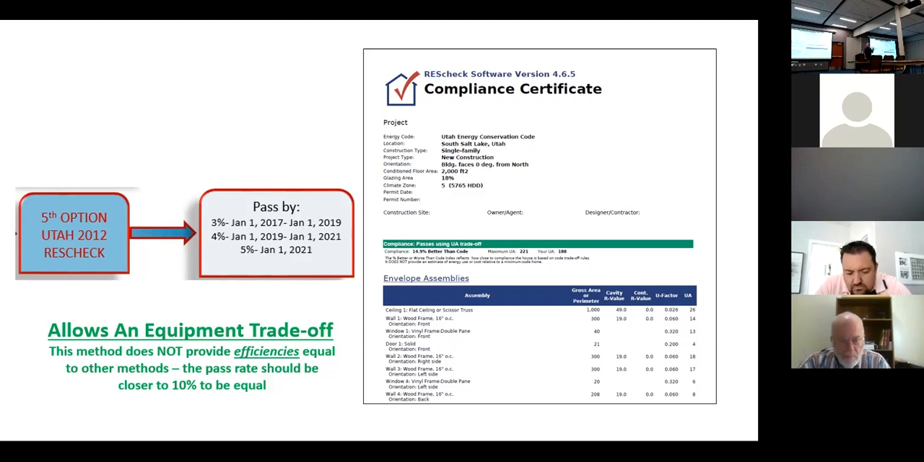which meant you got credit for a 90, back then it was 91 or 92% efficient. Now it's 95 or 96% efficient furnace. You got credit for it. You got credit for your air conditioner if it was higher than the federal minimum standard for the air conditioner. 2009 code comes around, and it disappeared, that equipment trade-off.